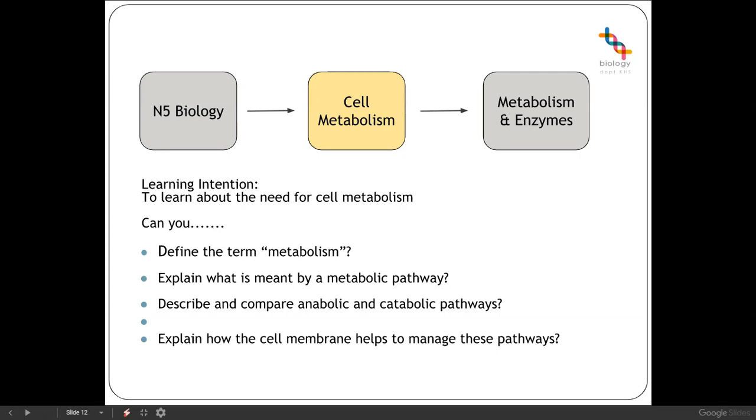And you should be able to explain that the cell membrane helps to manage those pathways by having the correct proteins embedded within it in the area around which those reactions are going to happen. So the reactions that are involved in respiration, for example, are all related to the proteins that are embedded within the membrane of the mitochondria, so that the reactions can happen in and around that specific organelle.